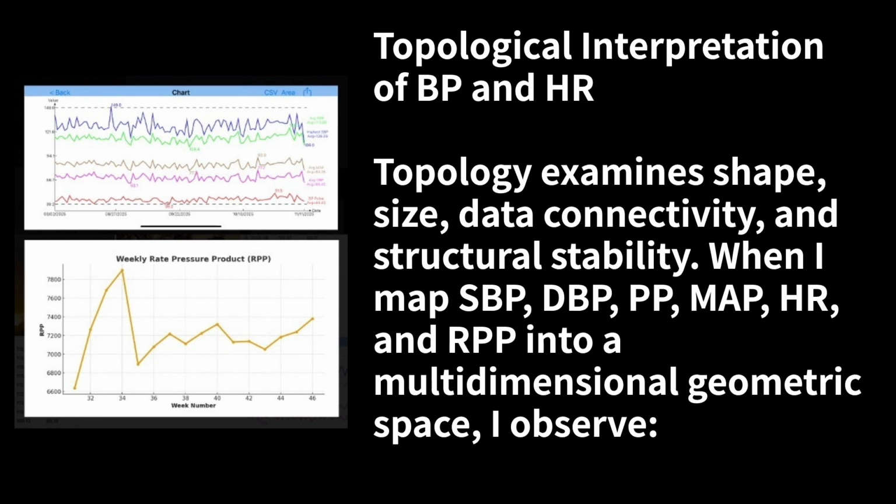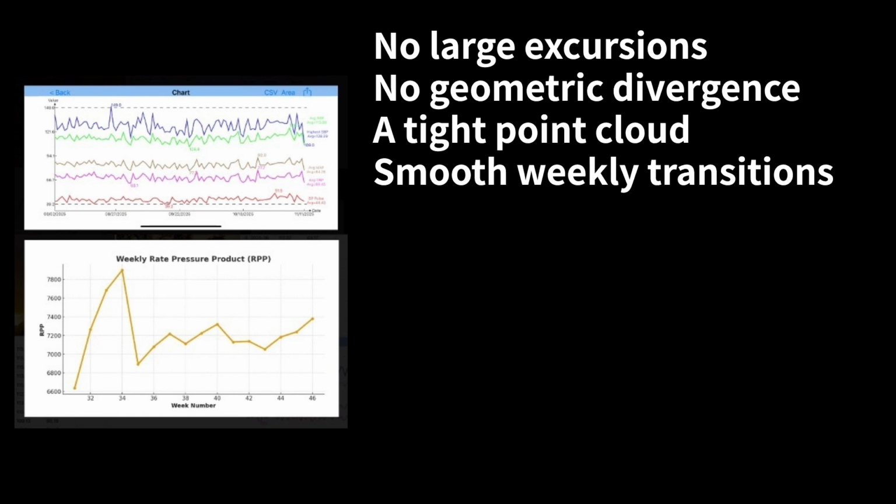Topological interpretation of BP and HR. Topology examines shape, size, data connectivity, and structural stability. When I map SBP, DBP, PP, MAP, HR, and RPP into a multidimensional geometric space, I observe no large excursions, no geometric divergence, a tight point cloud, smooth weekly transitions.